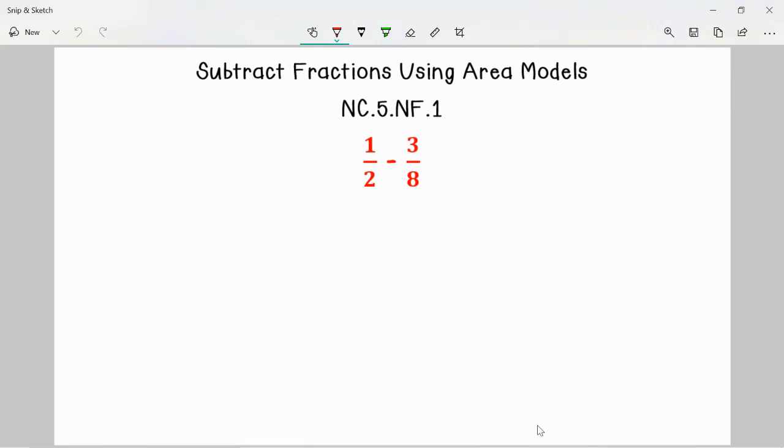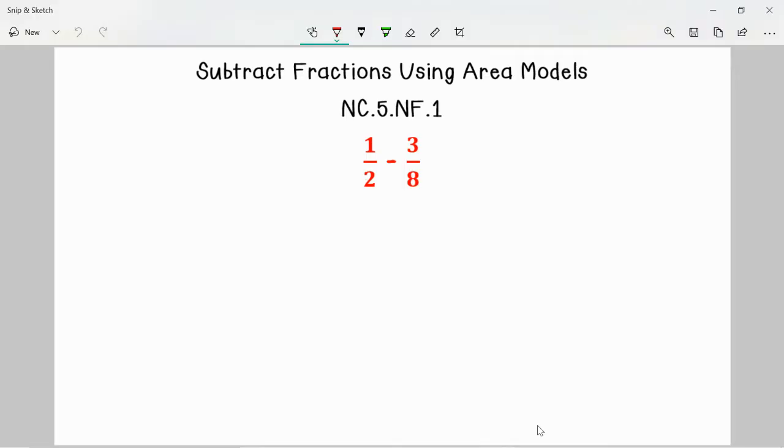Here we will look at subtracting fractions using area models. This standard builds on the work students did in fourth grade, where they subtracted fractions with like denominators. It also requires students to apply what they learned about finding equivalent fractions, since their work will involve fractions with unlike denominators using related fractions.